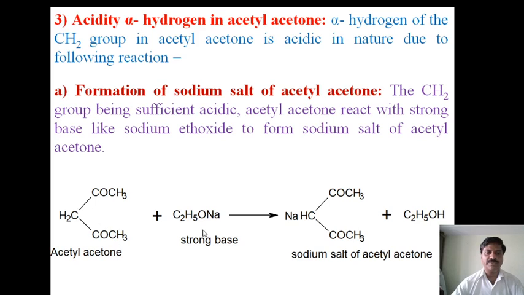Acetyl acetone approaches the strong base, that is sodium ethoxide, which abstracts the electron. This acts as an acid and that acts as a base. It is a base, therefore the abstraction of proton takes place and it forms ethanol, and it forms a sodium salt of acetyl acetone. This indicates that the alpha hydrogen atom in acetyl acetone is acidic in nature. The reaction will always take place at the methylene carbon atom.